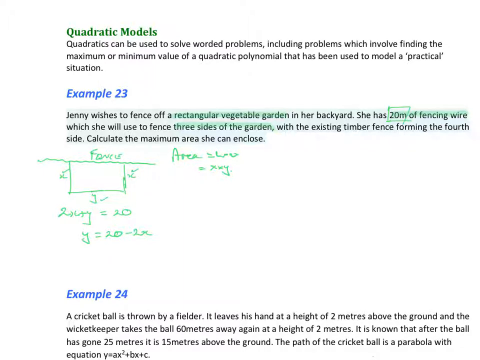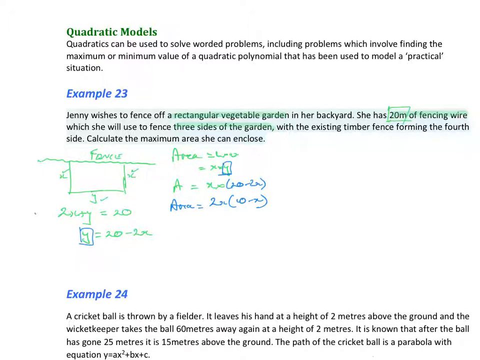Now I can use that information and substitute that into the rule for the area. It's equal to x times the y value, and the y value is 20 minus 2x. So now I've got a rule for the area. Let's take a 2 out the front: A equals 2x times (10 minus x).